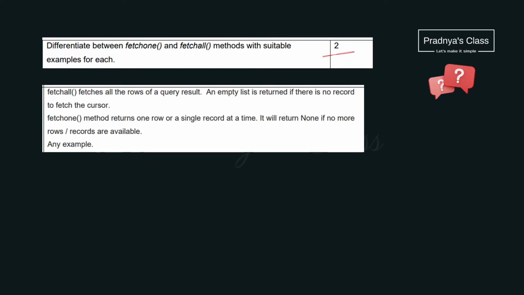Here is one question which is for 2 marks. We need to tell the difference between fetchone and fetchall. Fetchall function fetches all the rows, whereas fetchone function fetches single row. When there are no records, empty list will get returned. But in case of fetchone function, we get None.